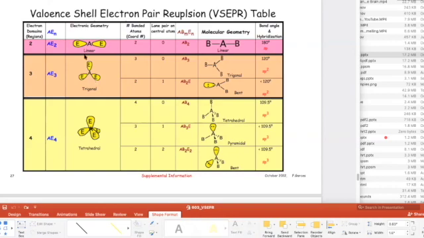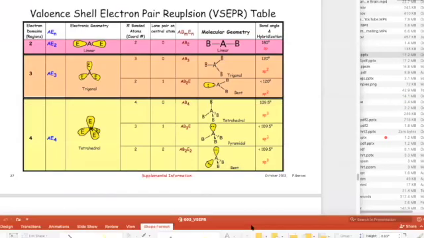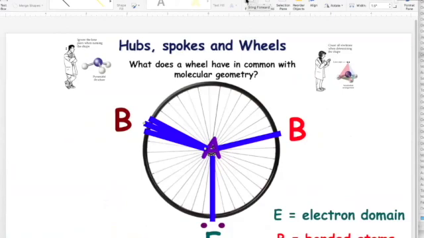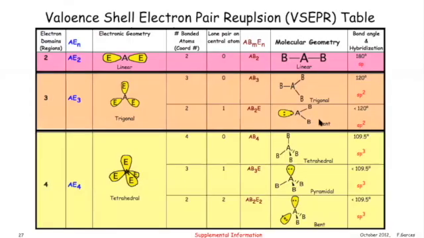If you have 2 of these 3 domains with bonded atoms and 1 lone pair, just like this one, then the molecular geometry only accounts for the atoms. Yes, the lone pair makes it crooked because it's there, but the geometry is based on the atoms. That would be bent, and it would be called bent trigonal. Okay, so that's how you use this table.